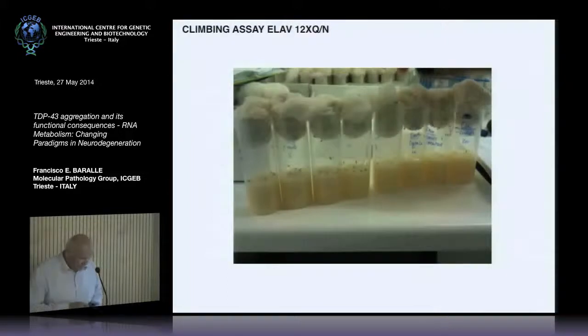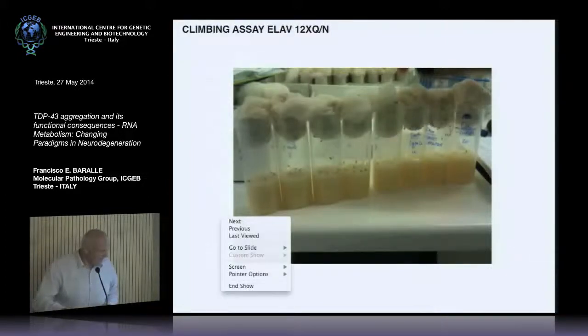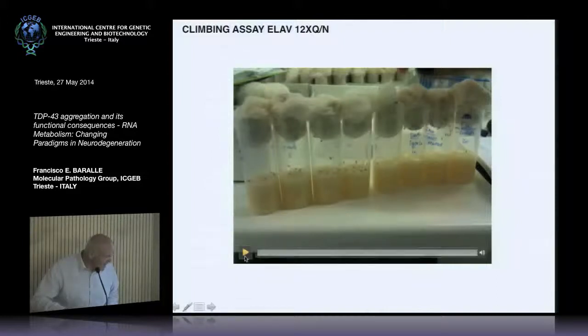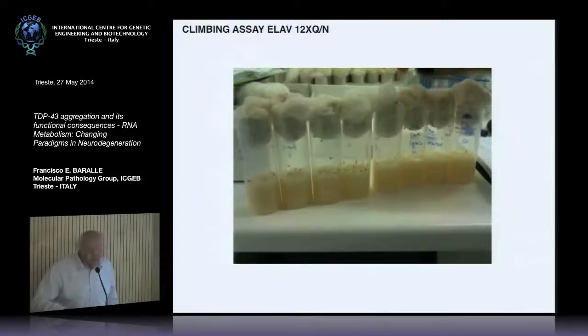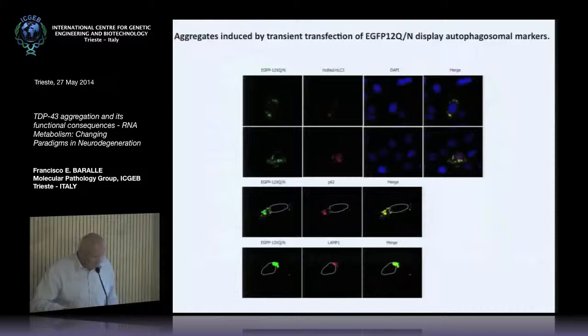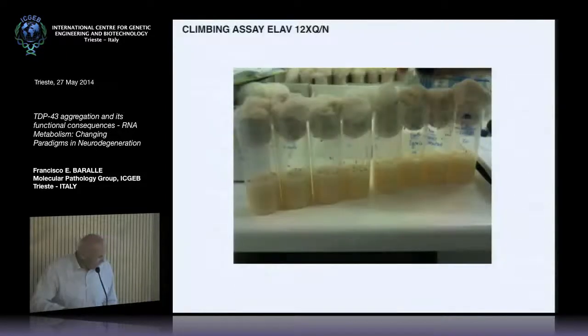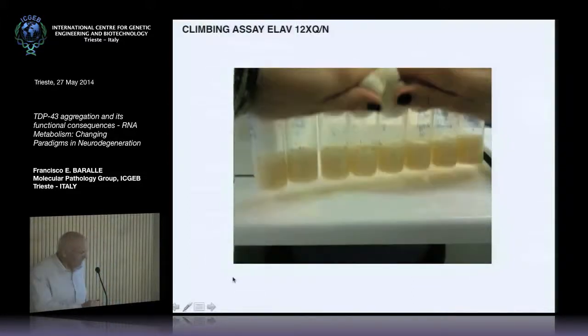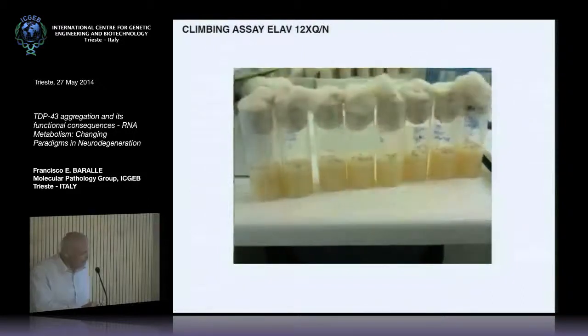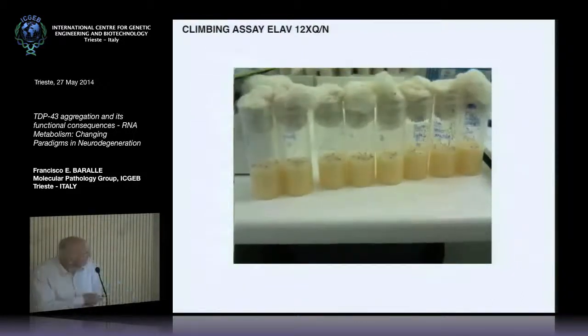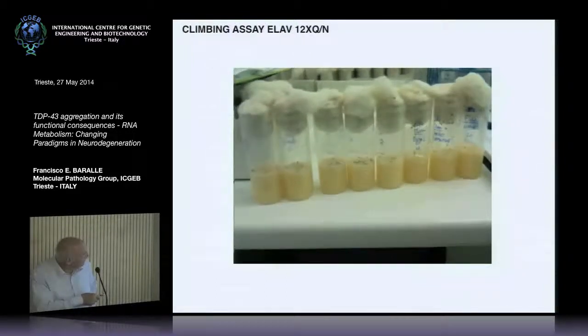But this was just to show you that the effect on climbing is quite dramatic. The tubes on the right are normal flies. The tubes on the left are those expressing GFP 12QN. You can see these ones are climbing fast. You count those here. These ones are almost immobile except a few.